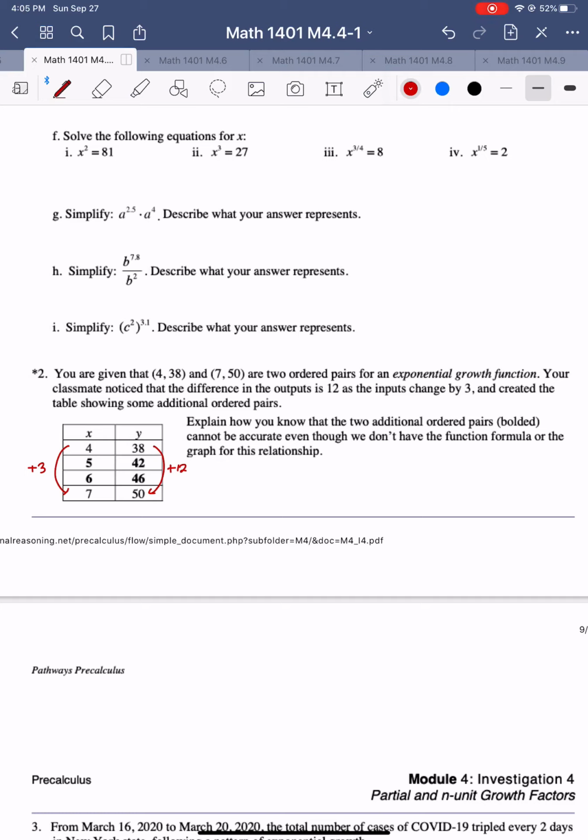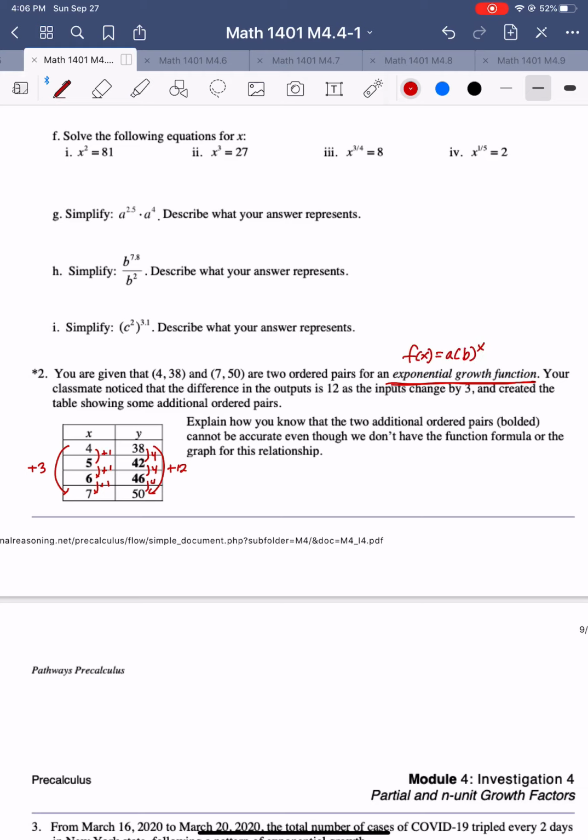So explain how you know that the two additional ordered pairs bolded cannot be accurate even though we don't have a function formula or the graph for the relationship. So there, we try to make that an exponential growth function, not linear, but this looks like a linear to me because the x value is increasing by 1 and then the y value is also increasing by, I think, 4. Isn't it 4? Do you see 4? So when x is increasing by 1 and the y is increased by a constant rate of change, this must be linear, not exponential.